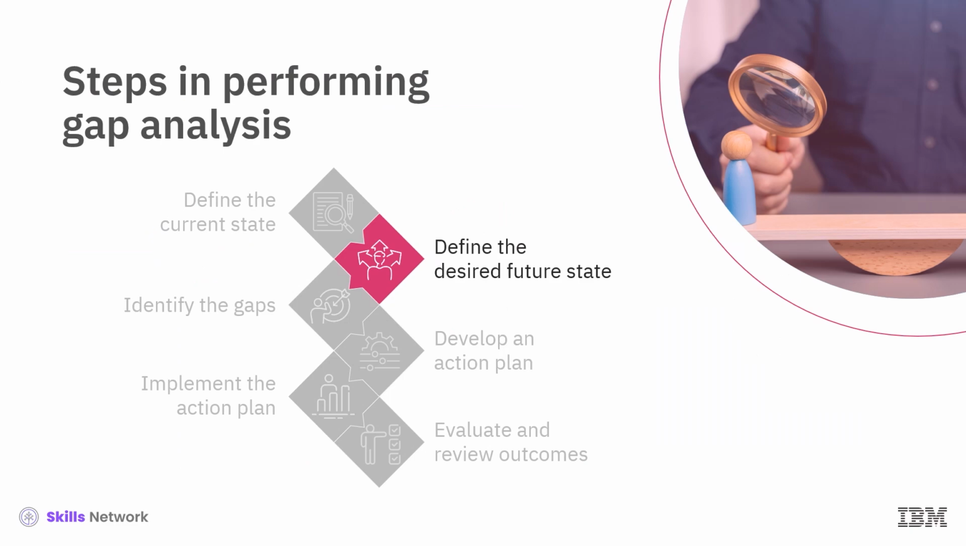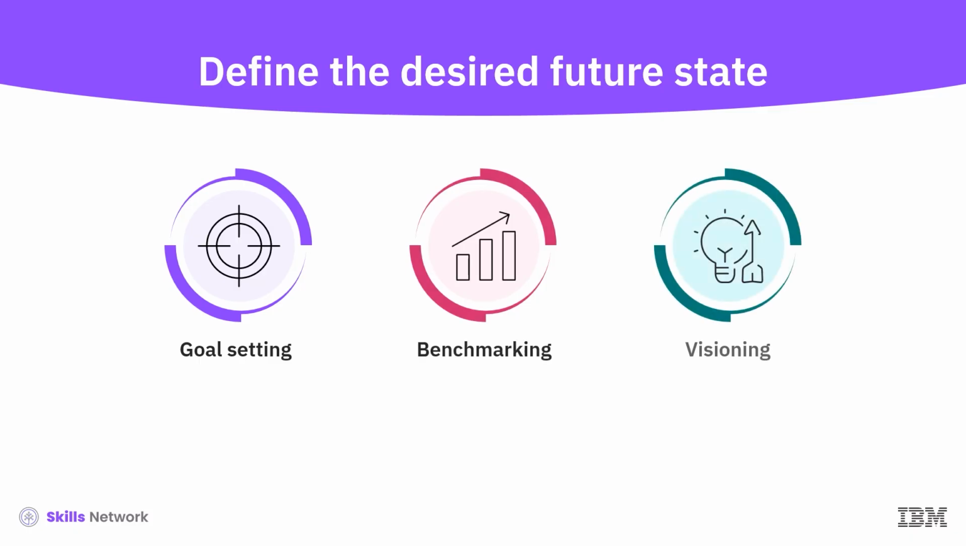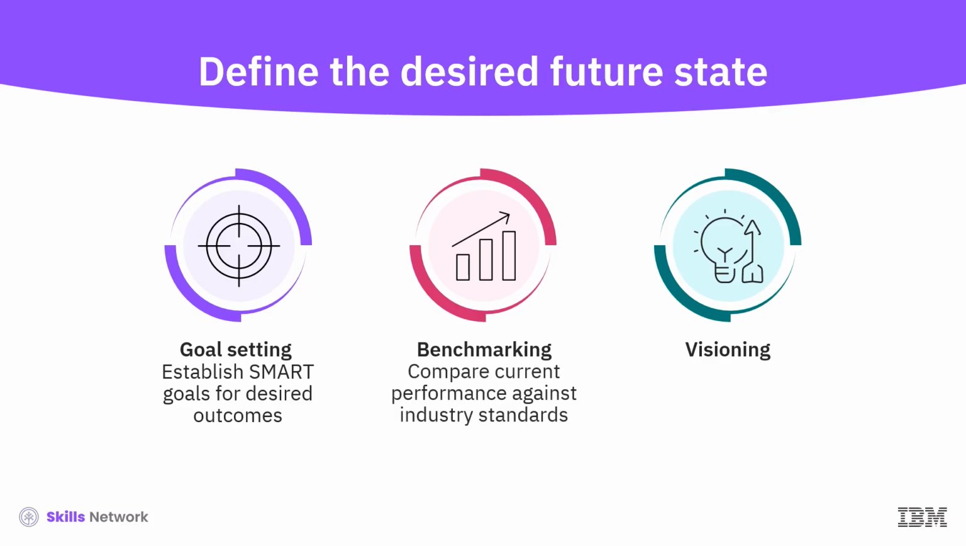After defining the current state, the next step in gap analysis is to define the desired future state by setting clear objectives and goals. Key activities include goal setting, benchmarking, and visioning. Goal setting involves creating SMART goals, which are specific, measurable, achievable, relevant, and time-bound to define desired outcomes. Benchmarking compares an organization's current performance against industry standards and best practices, helping to set realistic targets. Visioning ensures alignment with strategic objectives by collaborating with stakeholders to create a shared vision of the future state, ensuring everyone is working towards the same goal.